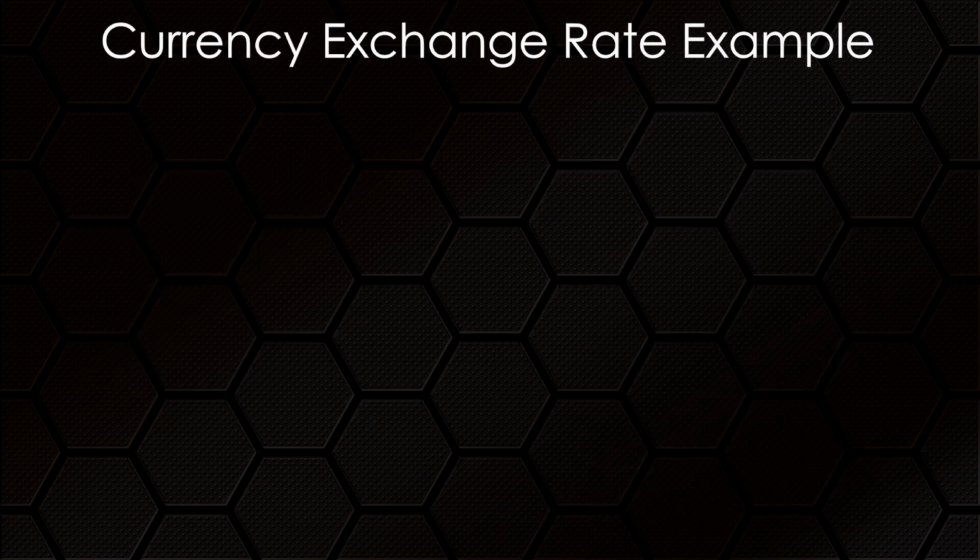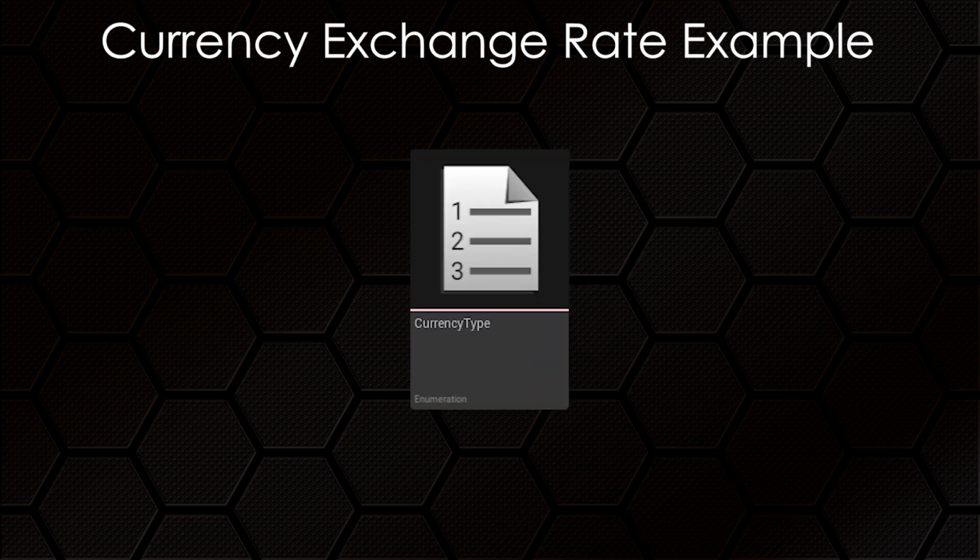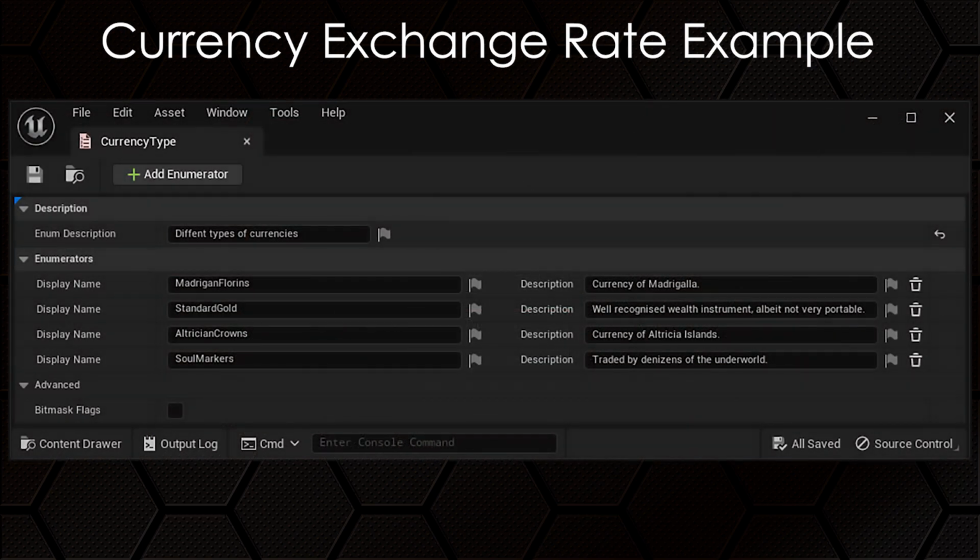Let's take a look at an Unreal Editor and Blueprints example. This example is going to show how we could have different currencies in our game and then convert between the values of them. First, I'll create an enum for the currencies. I'm calling it currency type. I'm going to put 4 different currencies in there.